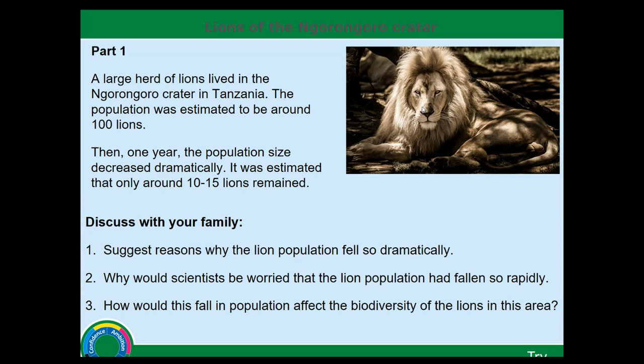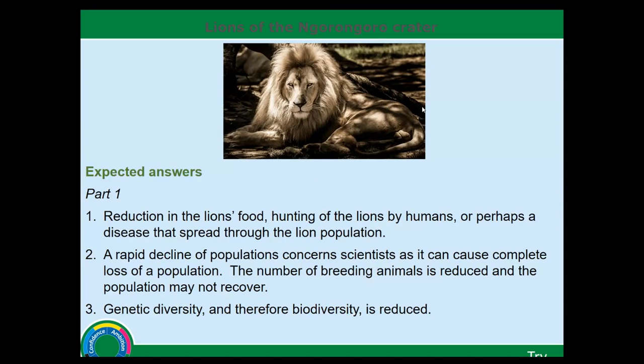From 100 to 15, that means they've lost about 85 lions. That is a large amount to lose. Why would scientists be worried that the lion population had fallen so rapidly? How would this fall in population affect the biodiversity of the lions in this area? Please pause the video and have a go at those questions. Here we go with the answers.